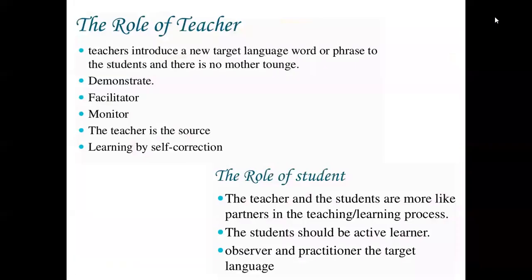What are the roles of teacher and student? When we use the direct method of teaching language, there are two important things: the role of the teacher, and the role of the student. Two main characters are there. What is the main role of the teacher? The teacher introduces a new target language word or phrase to the student, and there is no mother tongue. It is very simple: no mother tongue is used, only English. Words, phrases and all other things are used in English.